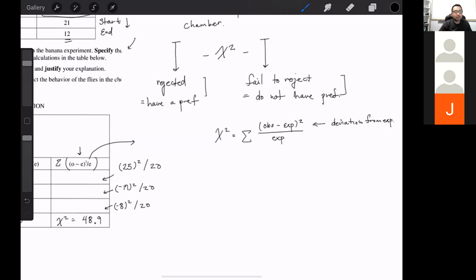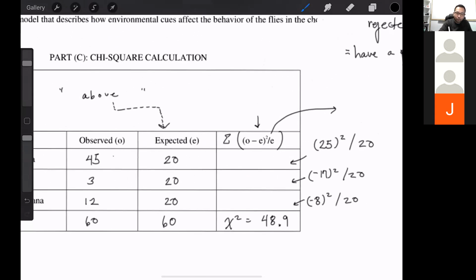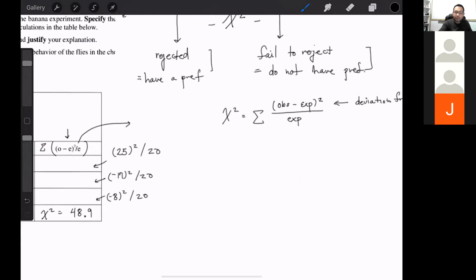It's going to show some level of deviation. So what that tells me is that if the number that you see and the number that you expect, for example, in this case, when we see 45 and what we expect is 20, that difference of 25 is rather large. And that means that the chi-squared value is going to go bigger, right? Because if you think about it, we're going to have 25 squared, 17 squared, 8 squared. These are all fairly large values.